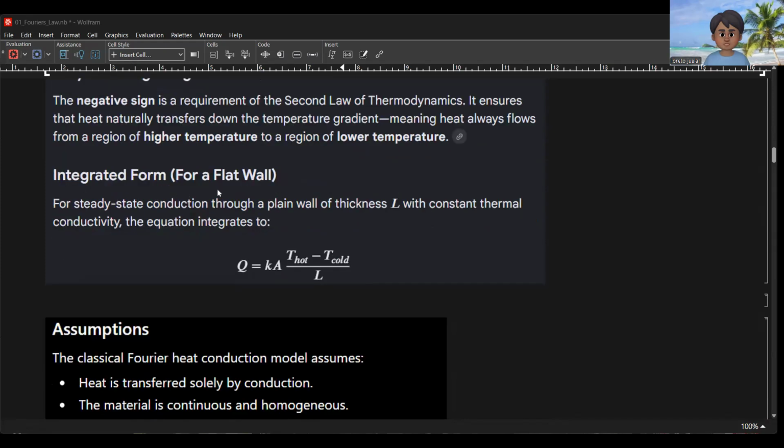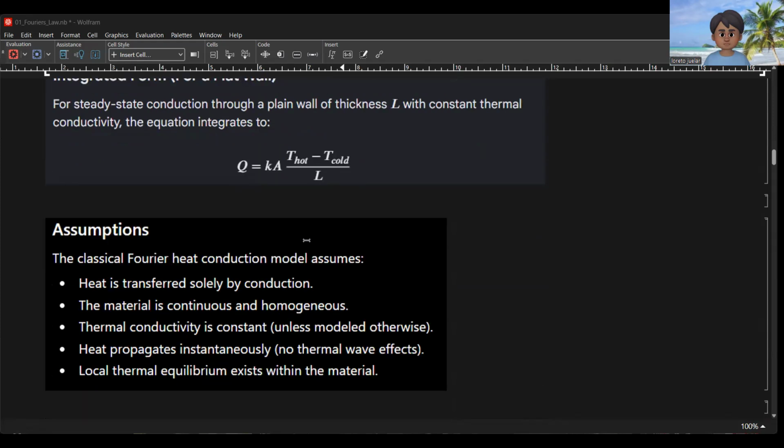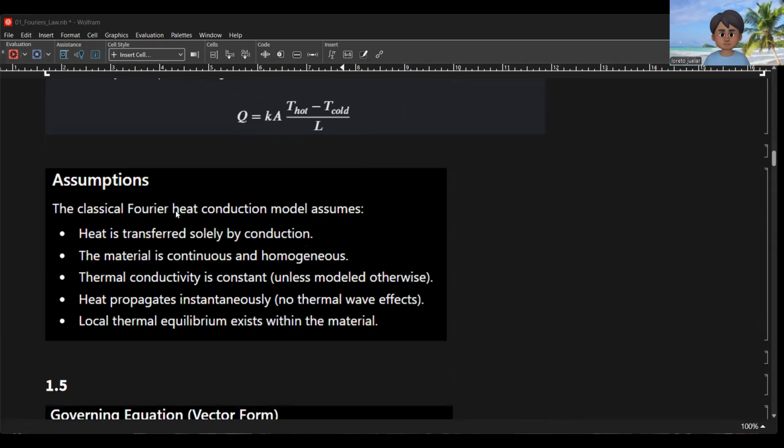Then we have the integrated form for a flat wall. For steady-state conduction through a plane wall of thickness L with constant thermal conductivity, the equation integrates to this one: capital letter Q equals k times the area A times the hot temperature minus the cold temperature, over the thickness L. So we have the assumptions here. The classical Fourier heat conduction model assumes heat is transferred solely by conduction. The material is continuous and homogeneous, so thermal conductivity is constant unless modeled otherwise.